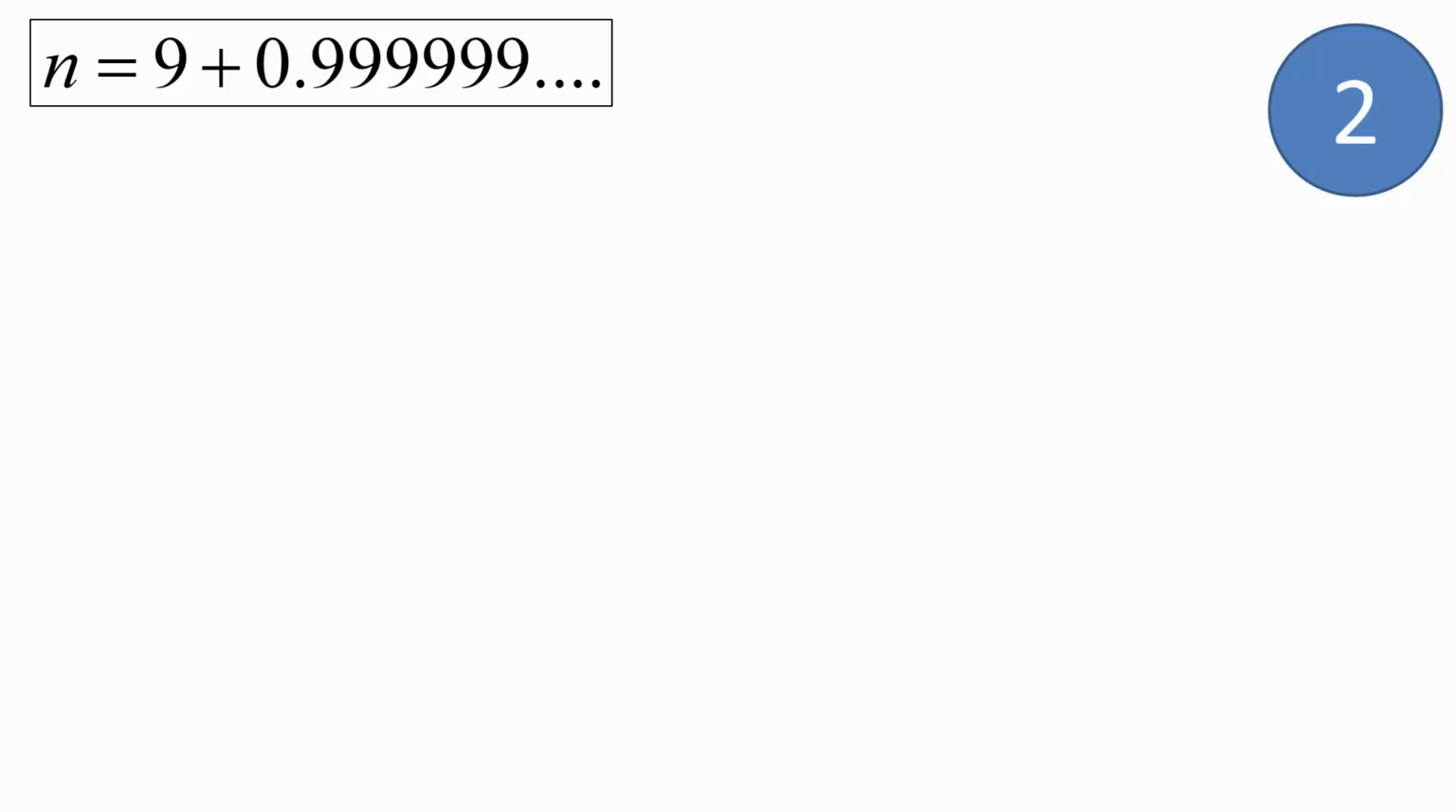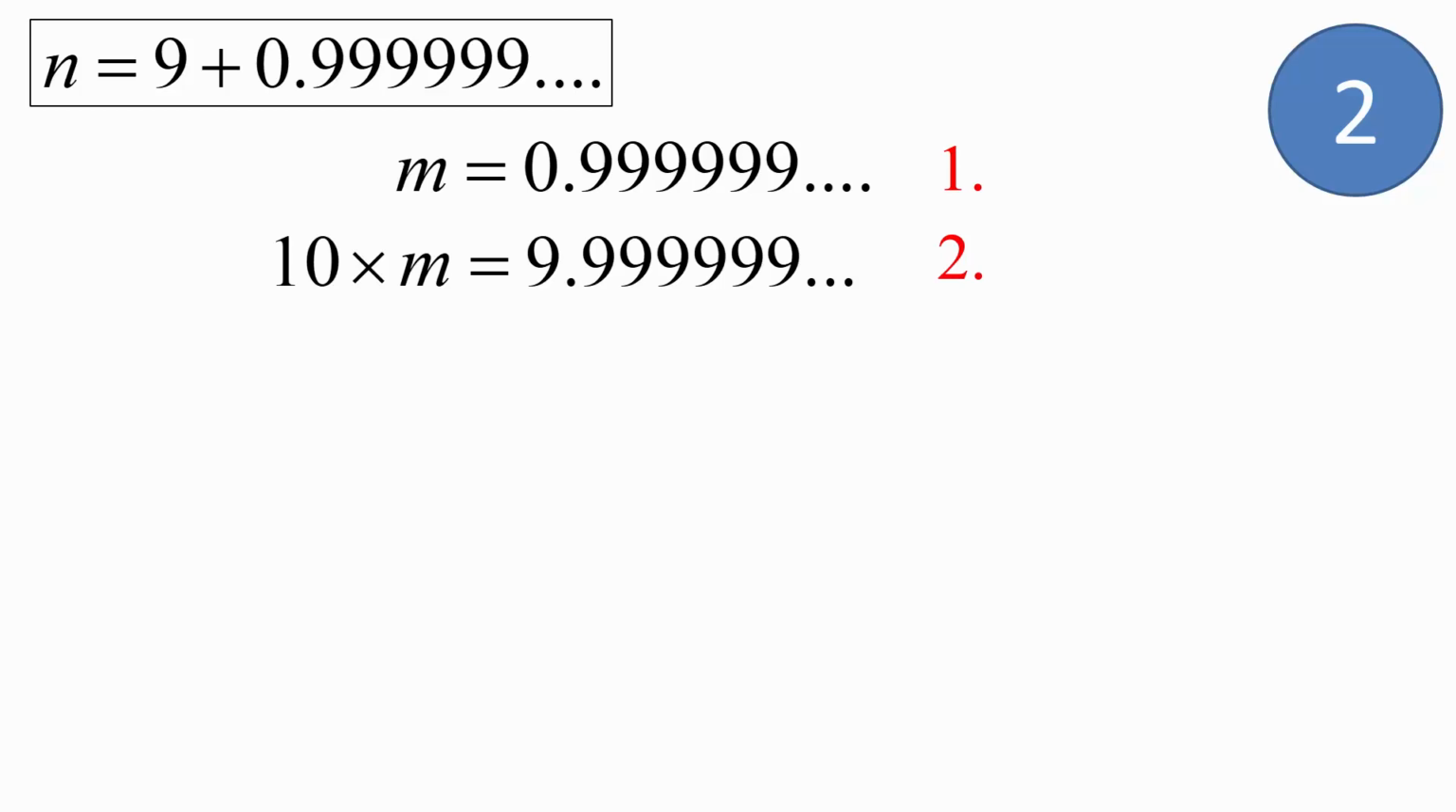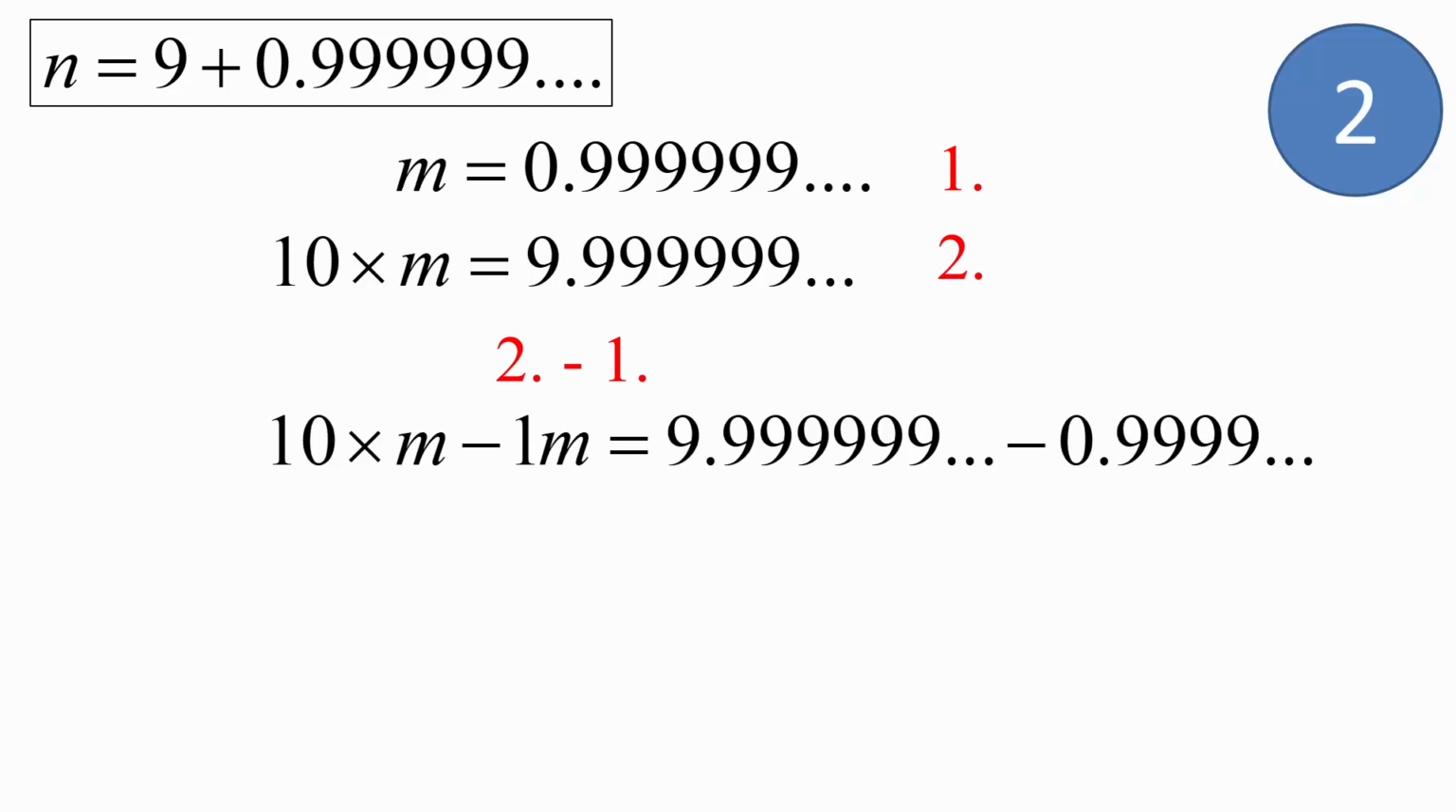Let's split up the number into 9 plus the decimal part, so n will be 9 plus 0.999 going on forever. The decimal part we'll call m, and what we will do is exactly what we did in the previous part. We're going to work out what m is by multiplying and subtracting one equation from the other. So multiply both sides by 10, subtract the first equation from the second. On the left, 10m minus 1m is 9m, and on the right, the decimal parts cancel. So we have remaining 9m equals 9. So m will be 9 divided by 9, which is 1.